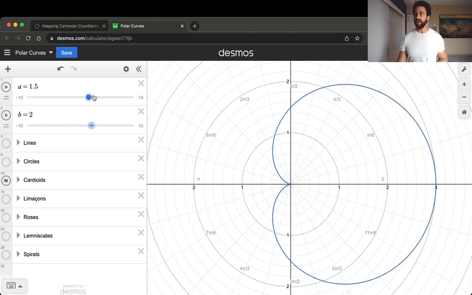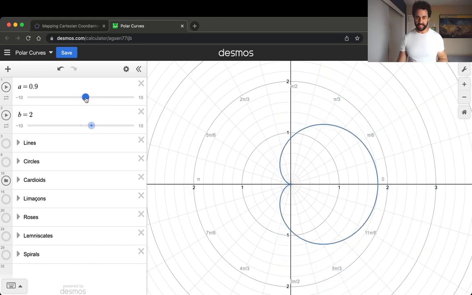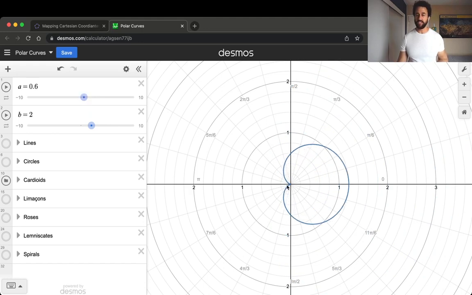Cardioids get their names because they look like hearts. If you think of cardiac, that kind of thing, that's why they're called cardioids, because they've got this heart shape. If I increase a, it increases the radius, you could say. And as I shrink a, it shrinks down to the pole. One thing about cardioids is they always contact the pole itself. So there's a point where the radius is 0, just like that. If a goes negative, then it switches sides.